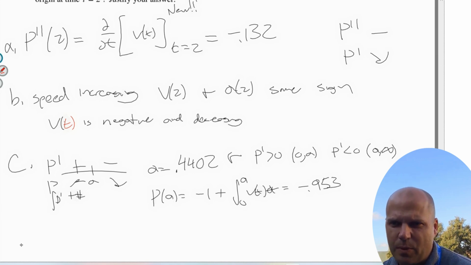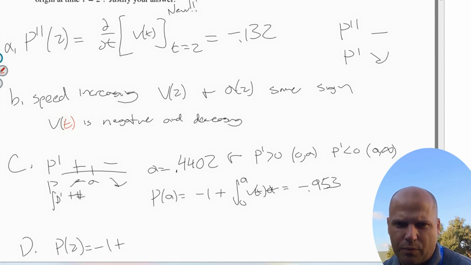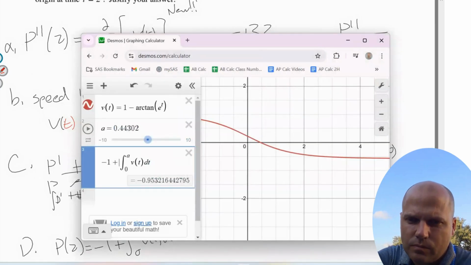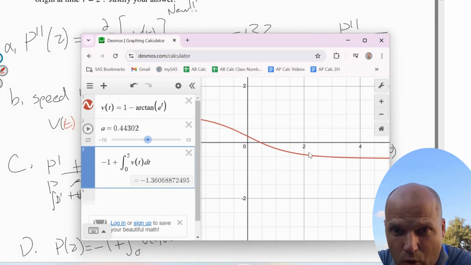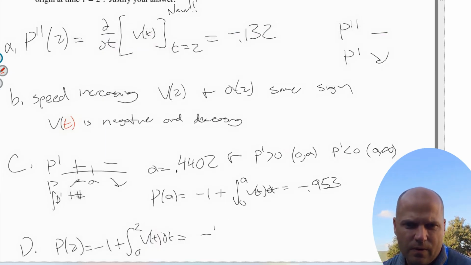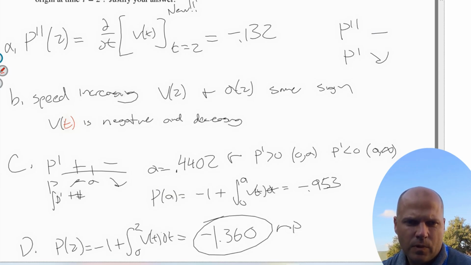Oh, find the position of the particle at time 2. That's easy. Position of 2 is equal to negative 1 plus the displacement. Well, let's not do so much analysis. Let's just find the answer. I'm going to decrease even more, I can tell. I get to negative 1.360. This is my position. My position is negative, which means I'm left of the origin.